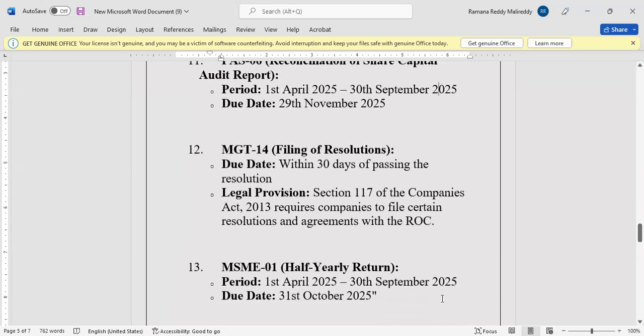Another form, MGT 14. This is for filing of resolutions. Due date within 30 days of passing of the resolution. MGT 14 shall be filed within 30 days from the passing of the resolution. As per Section 117 of the Companies Act 2013, companies are required to file certain resolutions and agreements with the ROC.